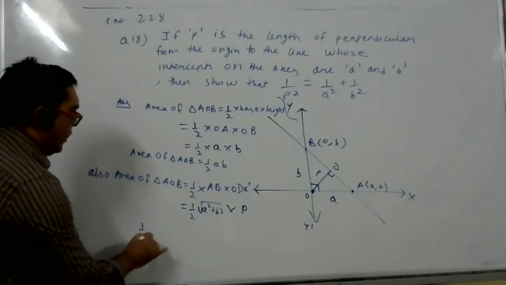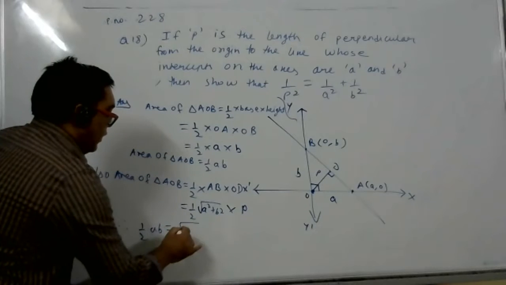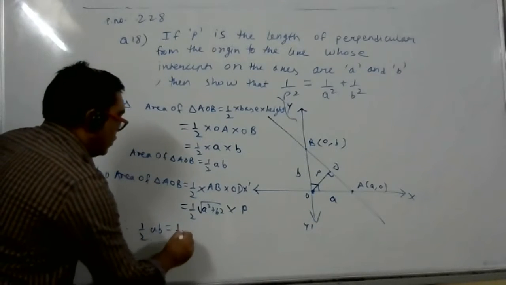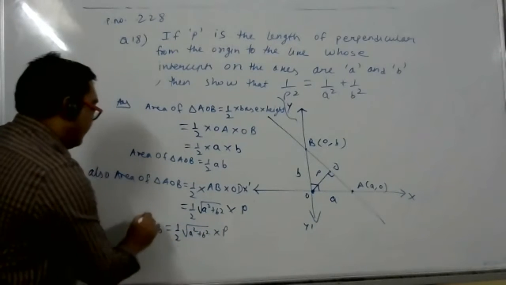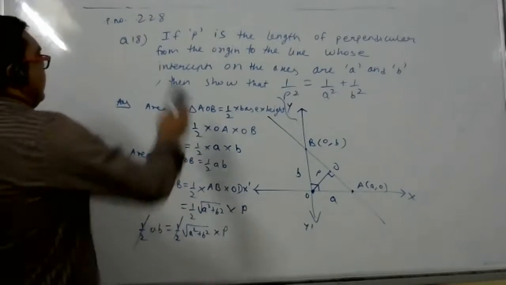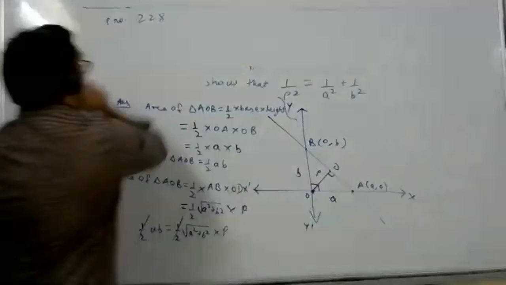So half AB is equal to, sorry, student, half AB is equal to half square root of A square plus B square into P. Half cancels. Then we have to get the result also. See how the result will come. I think we have to square both sides. Squaring both sides.